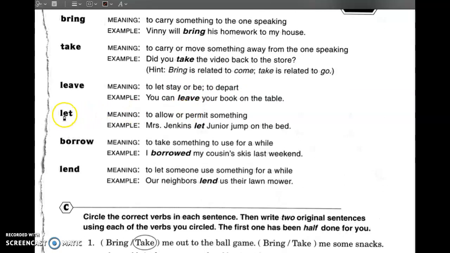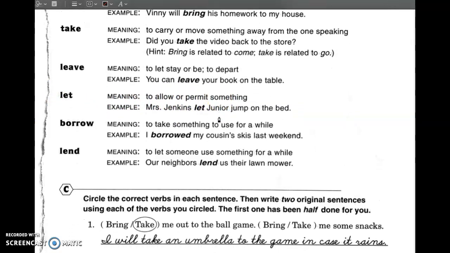All right, to let means to allow or permit something. Mrs. Jenkins let Junior jump on the bed. So Mrs. Jenkins is allowing Junior to jump on the bed. She is permitting it. To let something means to allow or permit something to happen.